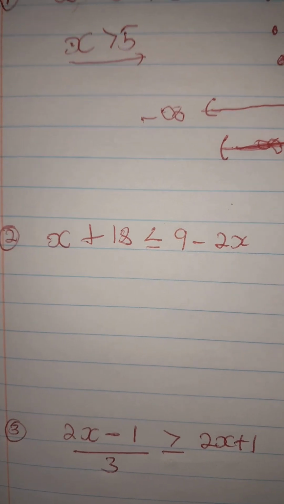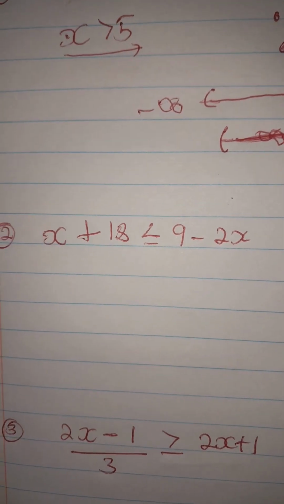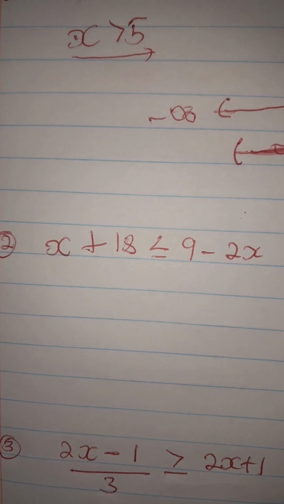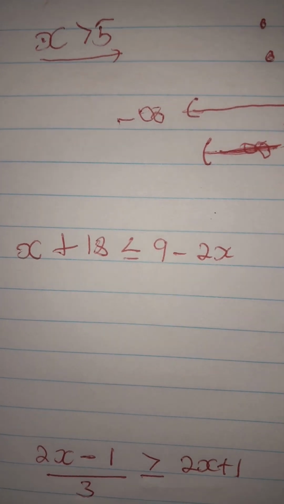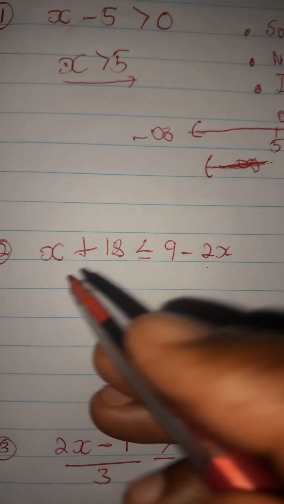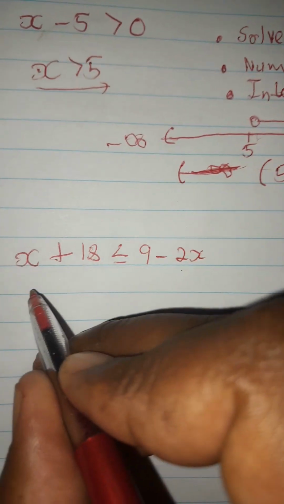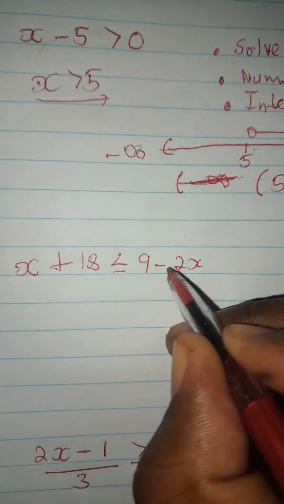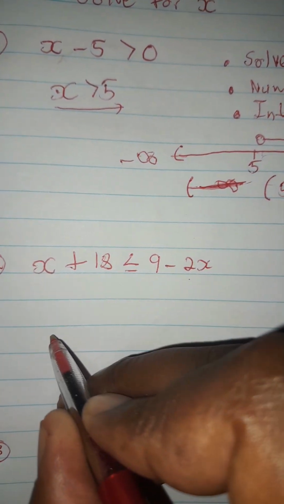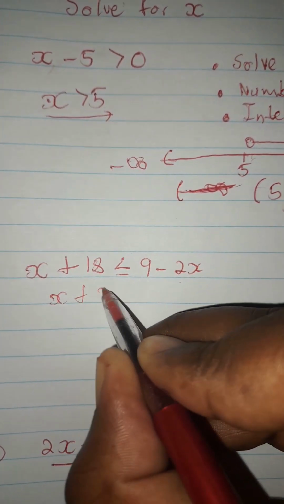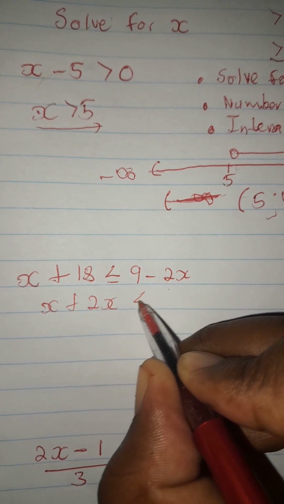So let's go to the second inequality, guys. We are required to solve x plus 18 is less than or equal to 9 minus 2x. Similar technique, guys. We are going to solve for x first, then illustrate our answer on a number line. Let's take -2x to the other side, since we want to make x the subject. It's the same as x plus 2x, less than or equal to.